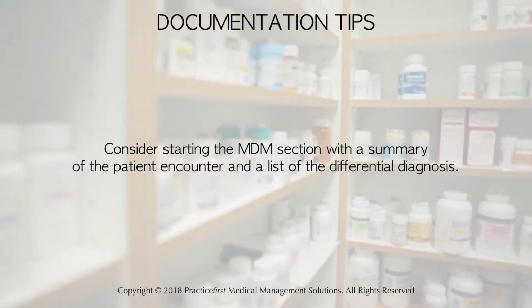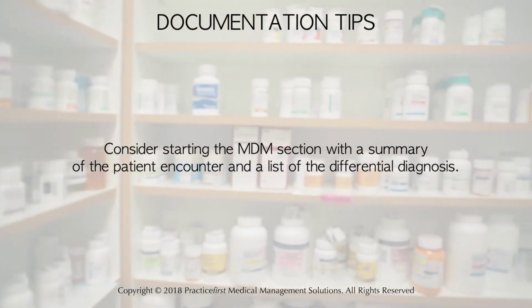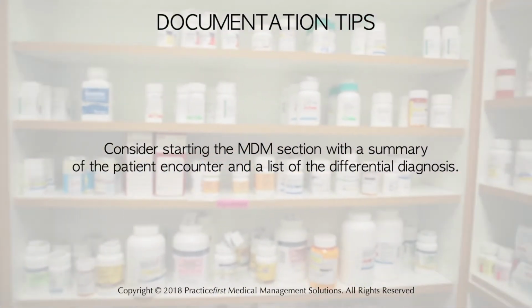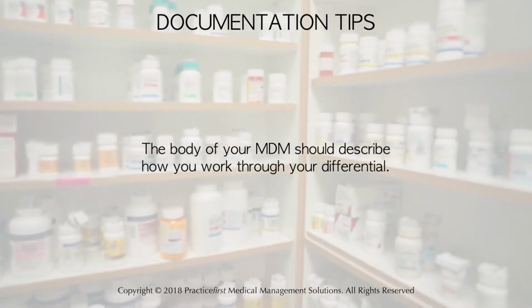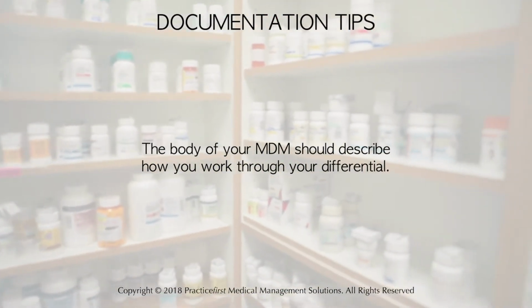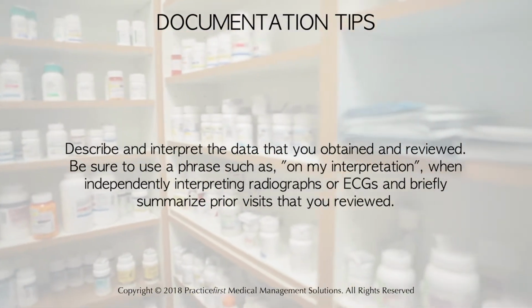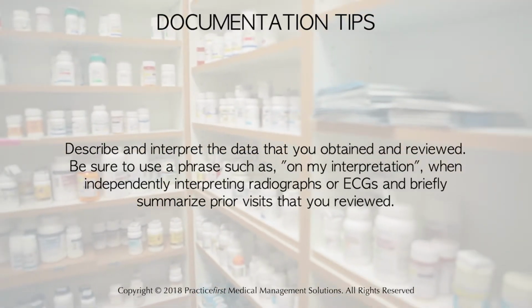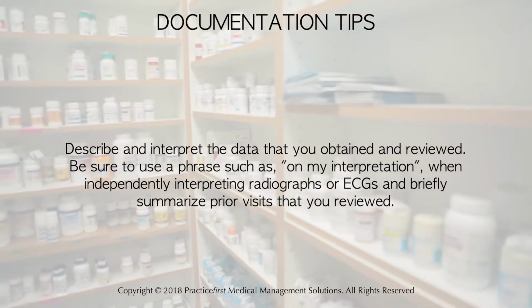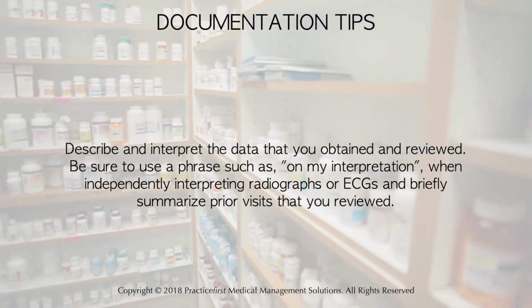Consider starting the MDM section with a summary of the patient encounter and a list of the differential diagnosis. The body of your MDM should describe how you work through your differential. Describe and interpret the data that you obtained and reviewed. Be sure to use a phrase such as "on my interpretation" when independently interpreting radiographs or ECGs, and briefly summarize prior visits that you reviewed.